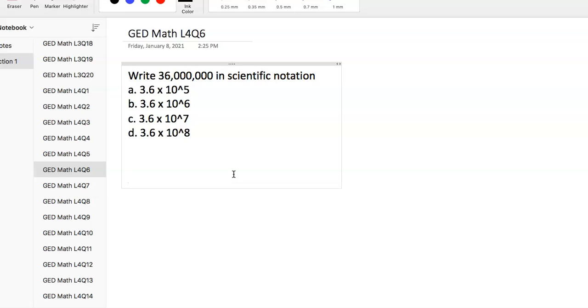Okay, 36 million in scientific notation. Okay, and so you can see all of them have 3.6 times something, right? So they all go like 3.6, okay, times some number, right? And so with every number here, we're going to the right as we're going up 1 as far as the exponent, times 10 to the whatever, right?